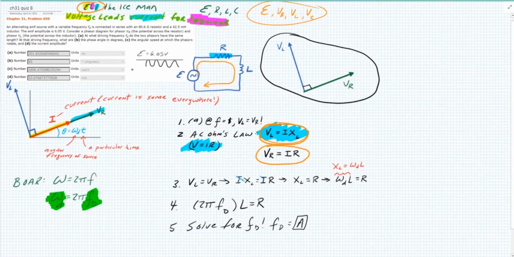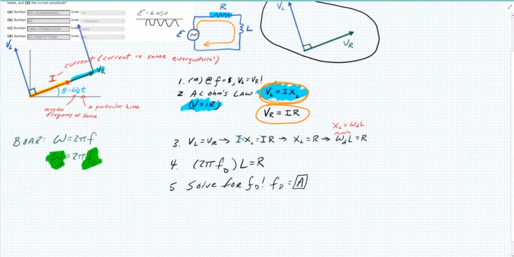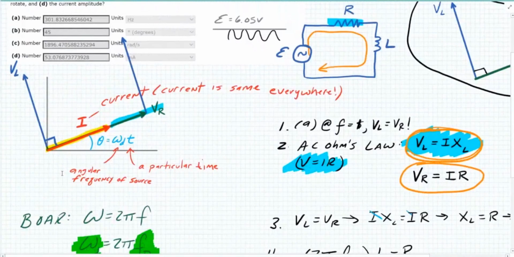B says, what's the phase angle? So now we have to talk about the meaning of phase angle. All right, so I'm going to go back to the ultra important phase diagram on that left side here. So I'm going to just do a copy and paste here. Phase angle, let's take a look at the phase angle. So there's my blue vector. Let me zoom in. Okay, so here's my phase diagram. This is VR. This is my voltage drop across my inductor.